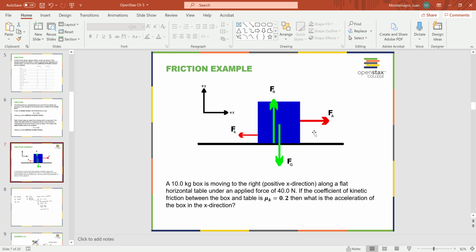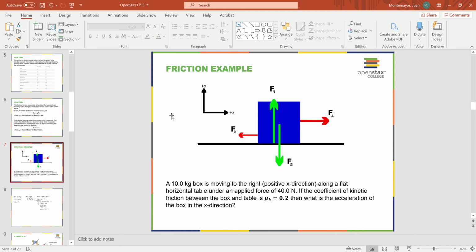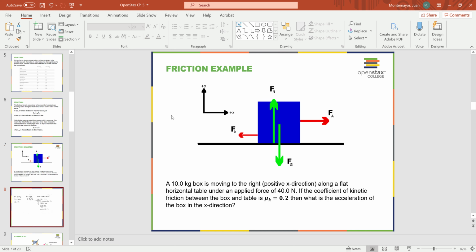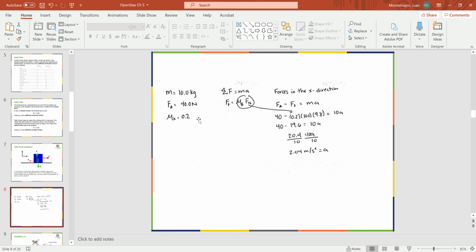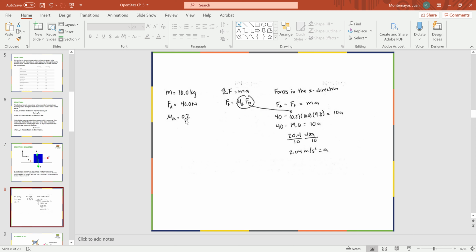Now I noticed that this one wasn't necessarily in the book, so I went ahead and just wrote it out here. What I did here is I wrote down everything that I knew first. The problem tells me that it's a 10 kilogram box, so I wrote that as my mass. It tells me an applied force of 40 newtons, so I wrote that as well. It tells me my coefficient of kinetic friction is 0.2, so I wrote that as well. And I know I'm going to work with F equals ma and my kinetic friction, so I wrote those two formulas here.